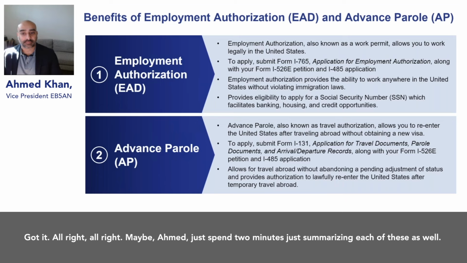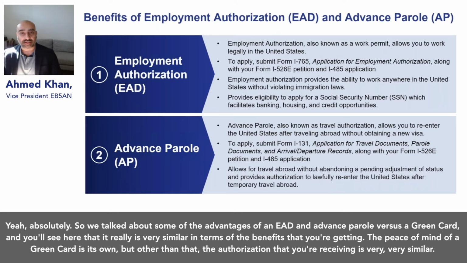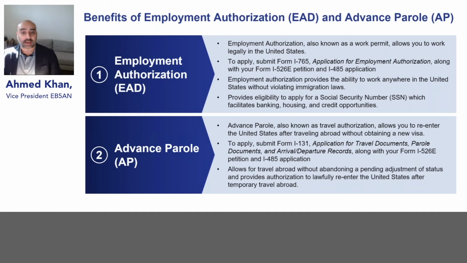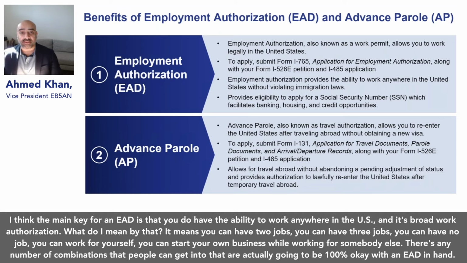All right. Maybe Ahmed, just spend 2 minutes summarizing each of these as well. Yeah, absolutely. So, we talked about some of the advantages of an EAD and advanced parole versus a green card, and you'll see here that it really is very similar in terms of the benefits that you're getting, right? The peace of mind of a green card is its own, but other than that, the authorization that you're receiving is very, very similar. I think the main key for an EAD is that you do have the ability to work anywhere in the US, and it's broad work authorization.